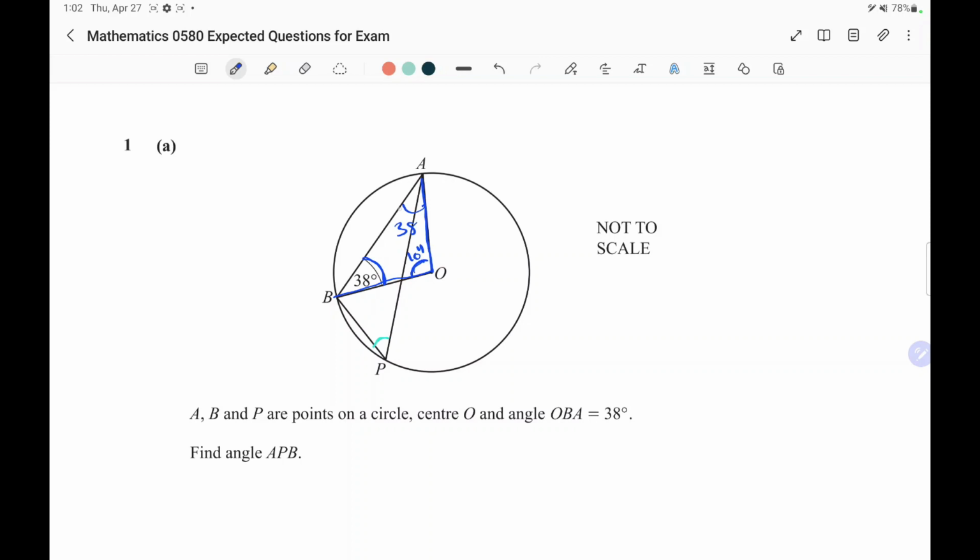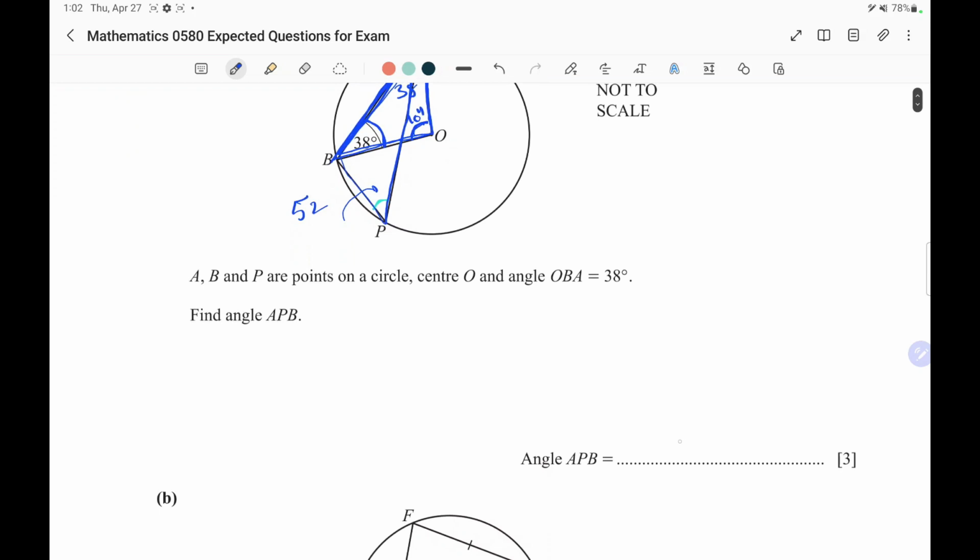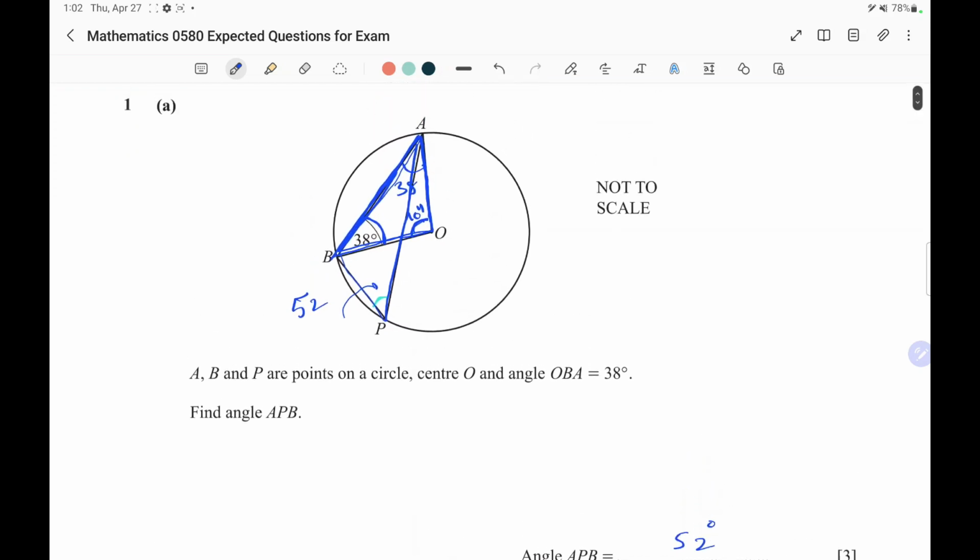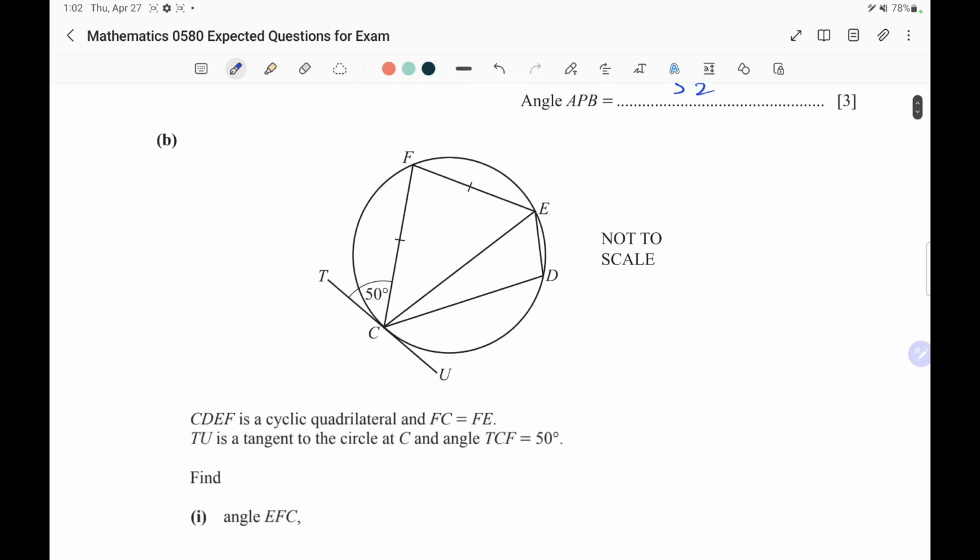Now this chord makes an angle at the center, right? And the same chord makes an angle at the circle. We know that the angle at the circle is half of the angle at the center. So if it is 104, half of 104 will be 52, right? So this will be 52 degrees. So it was an easy problem.